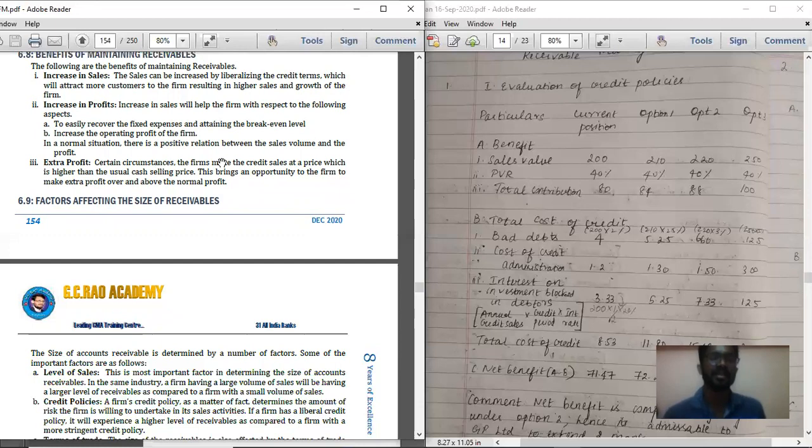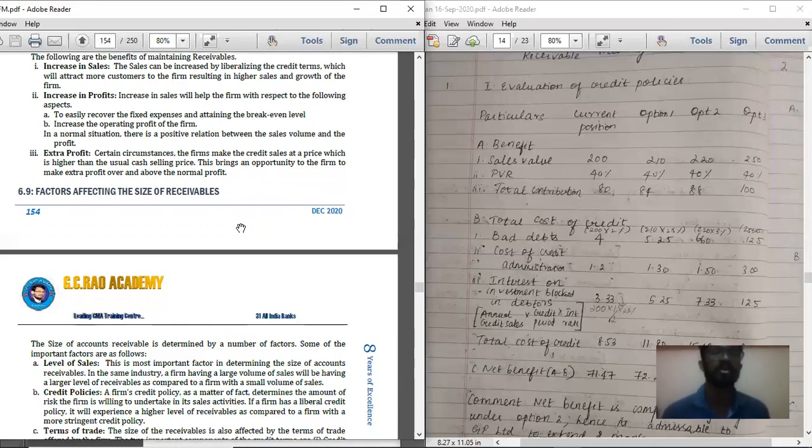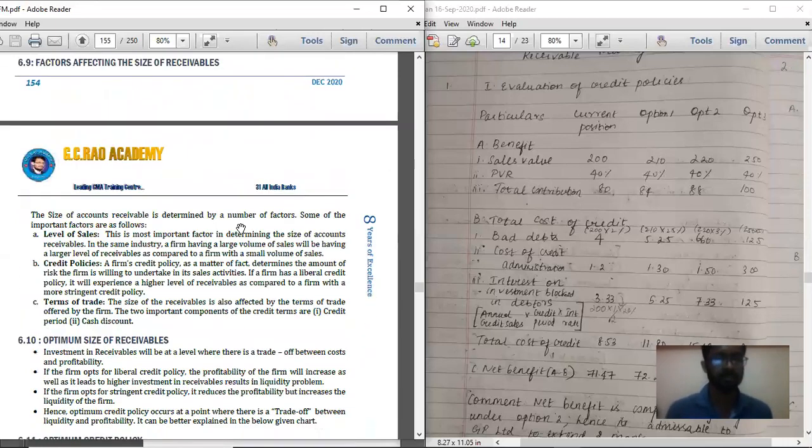There will also be extra profits. That is, in certain circumstances, the firm may make credit sales at a price which is higher than the usual cash selling price. This is a common thing. Suppose you are going and buying something on credit, then the price of that product will be more compared to the cash and carry price. So there will be an extra profit.